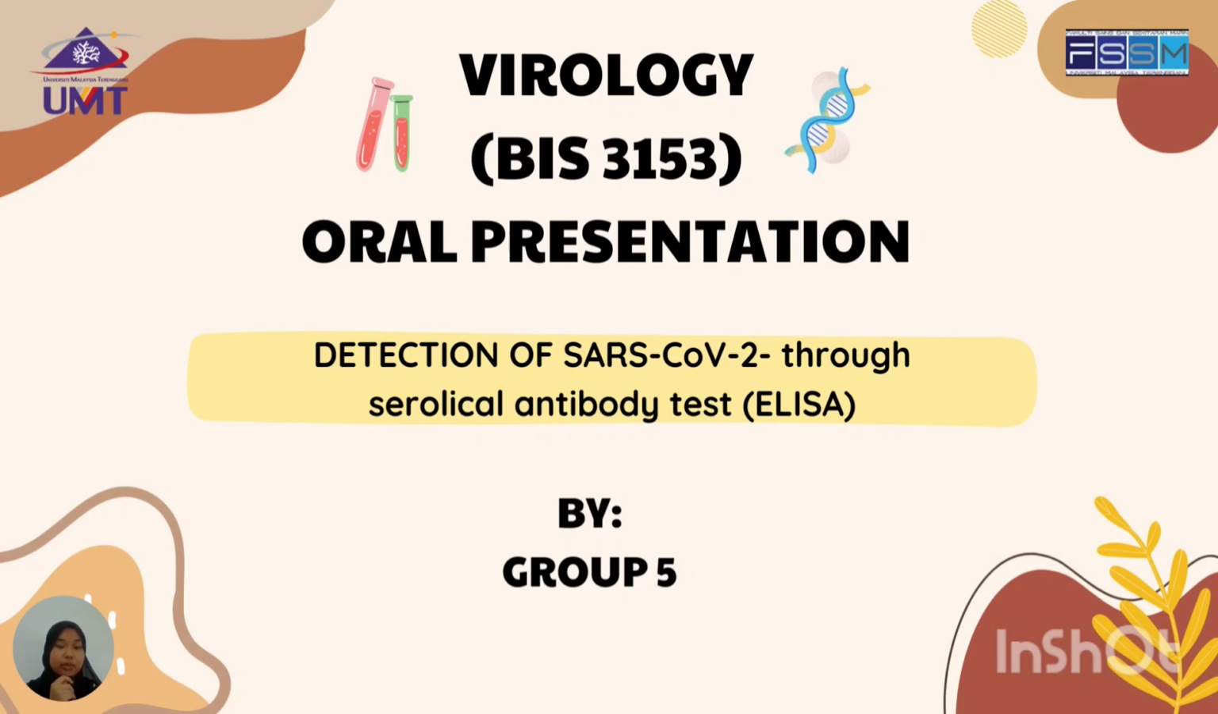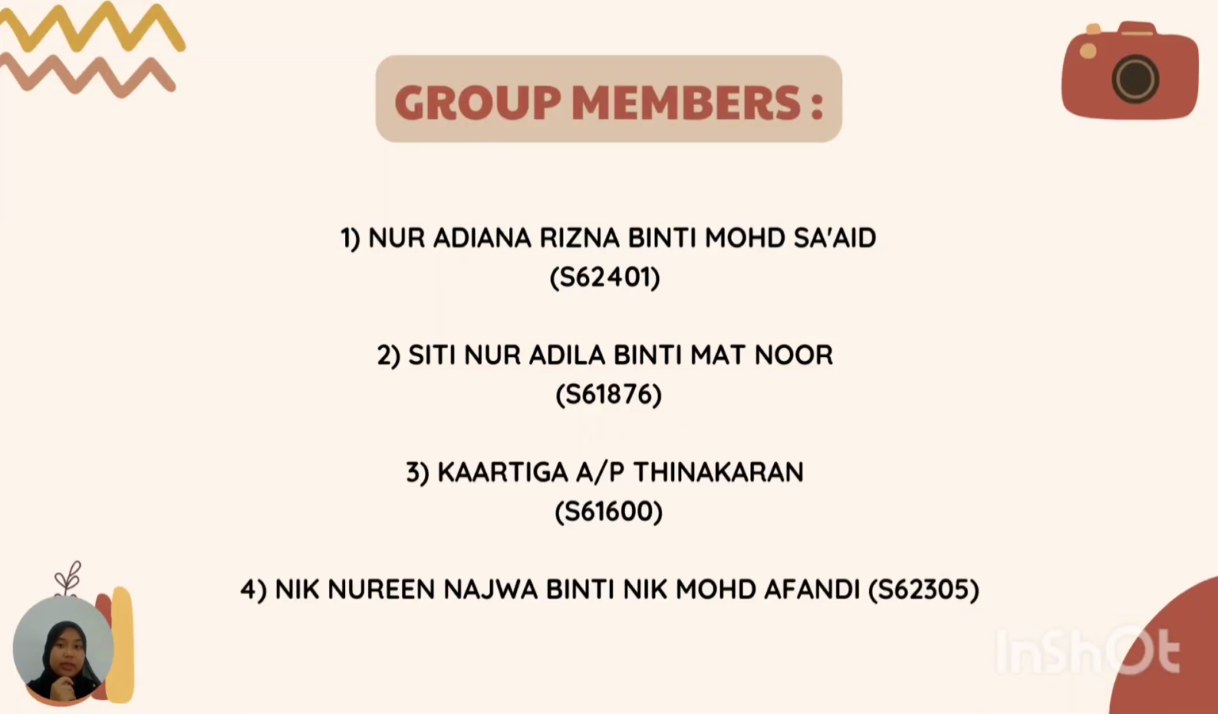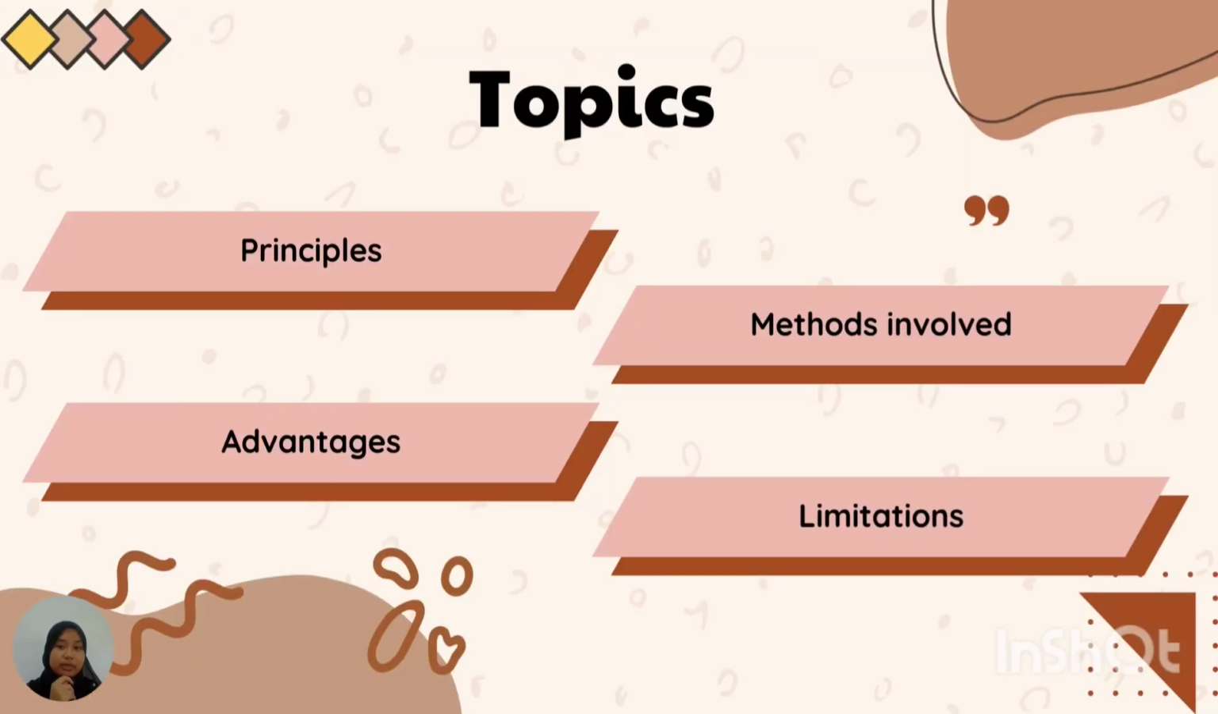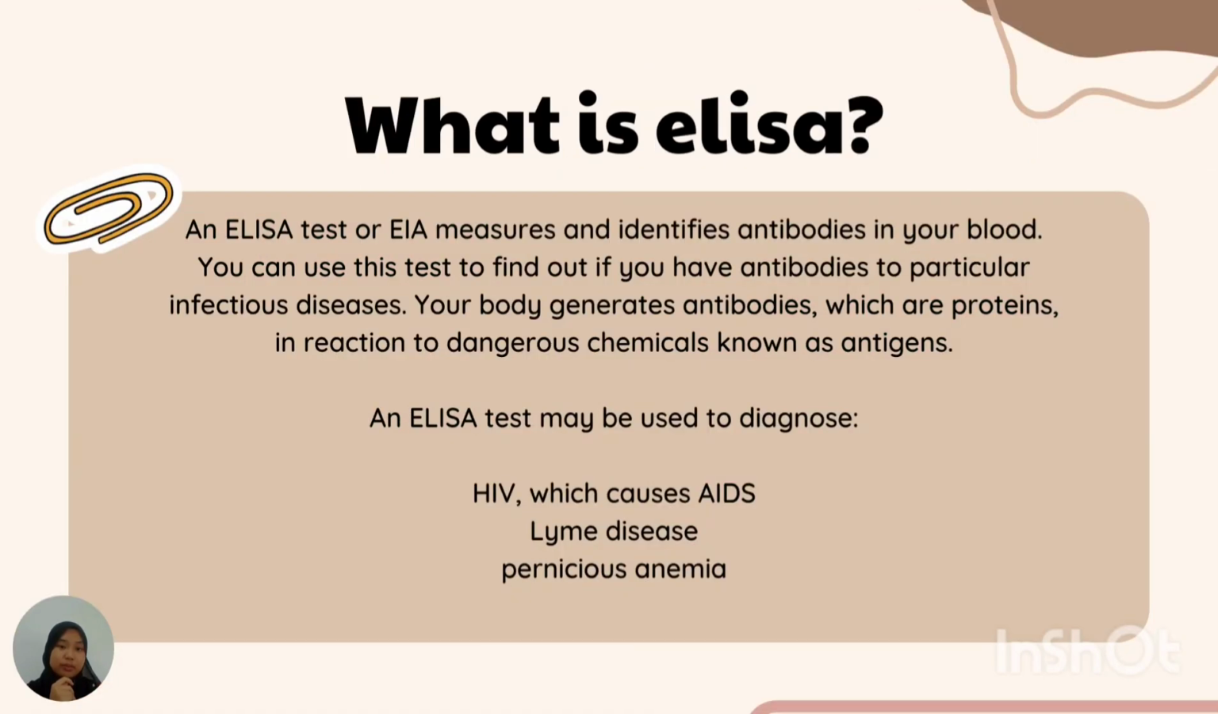Today our group will be presenting about detection of SARS-CoV-2 through serological antibody test ELISA. This is the list of our group members. The topics of our presentation today are principles, methods involved, advantages and limitations. So today I will be presenting about principles.